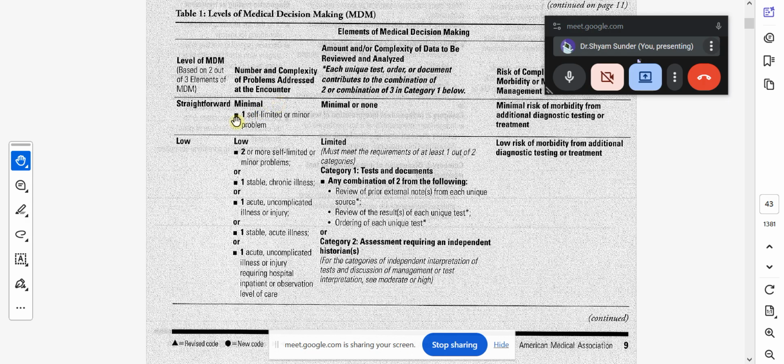So we have levels on the first column, MDM levels, and corresponding elements. So what is straightforward MDM in relation to problem? The problem is self-limited or minor problem. And the data, if you look at data, minimal or none, then risk is very minimal. That's a straightforward case. Low complex, straightforward complexity of the case. That's what it is.